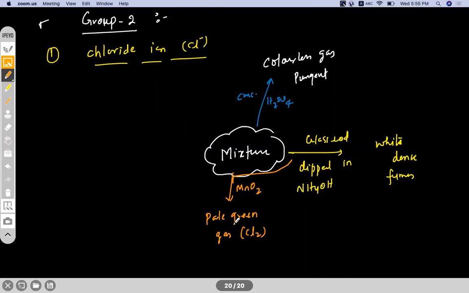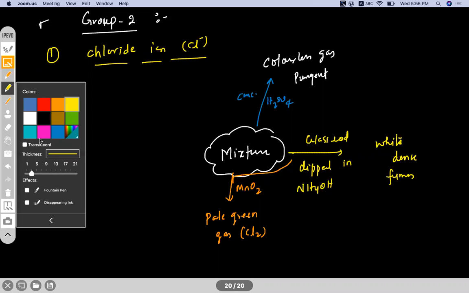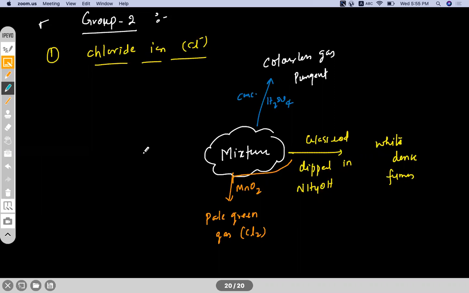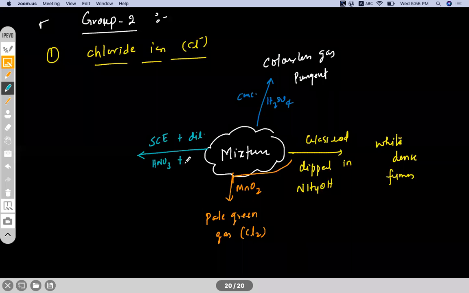I'll write down the reaction for this one. Basically, this takes place in two steps. First we get this, and then on reaction, we get Cl2. Now the other one is the reaction with SCE, sodium carbonate extract. We heat the sodium carbonate extract with dilute HNO3 and AgNO3 solution. All these we are adding here.